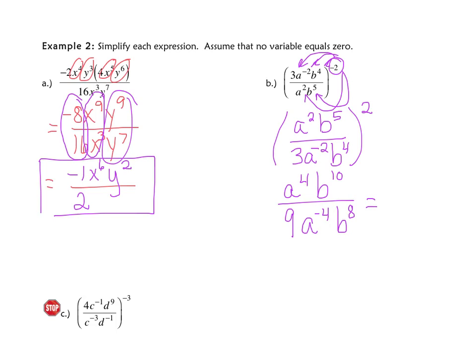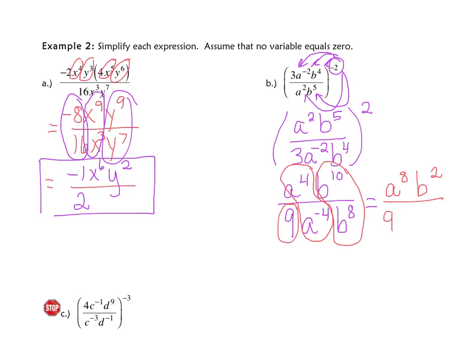Let's reduce each piece individually. This 9 has nowhere to go, so it has to just stay where it is. It has nothing to be reduced with. A to the 4th over A to the negative 4. The A's are going to end up in the numerator because 4 is bigger than negative 4, and we're going to subtract them. So it's 4 minus negative 4 is 8. And then the B's are bigger on top, so that's where my B will end up. And it's 10 minus 8 is 2.